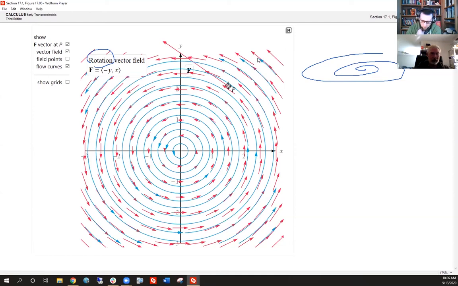Cool. All right, so that was shear fields, channel flow, and rotation fields. I want to focus in a little bit more on these radial and rotation fields, and specifically talking about vectors that are normal or tangential to the curve. So this is example 3 in the notes.